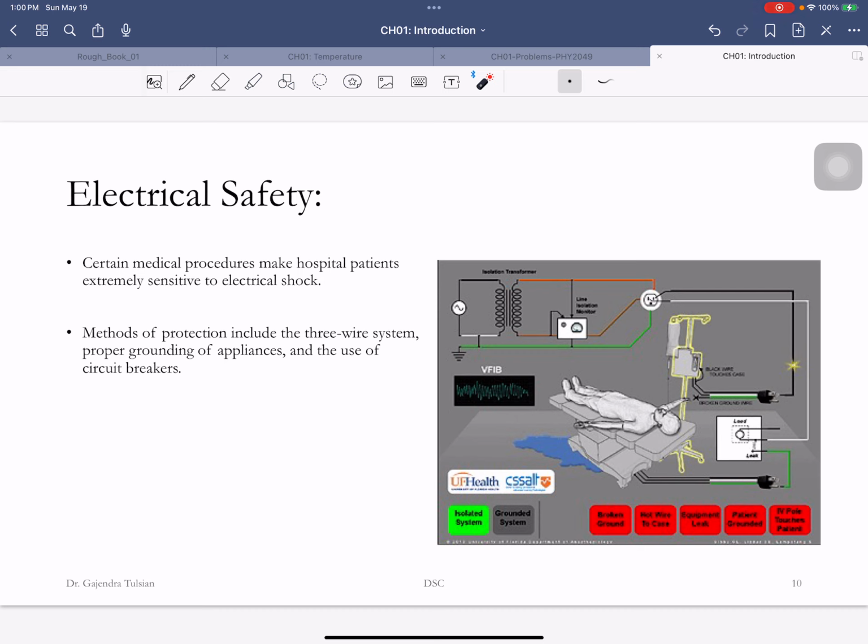In one of the chapters, we will talk about electrical safety. It turns out that when patients are undergoing certain medical procedures, they're extremely sensitive to electrical shock. So while you're fixing the patient with one problem, you don't want to create other problems. So we'll learn about electrical safety.